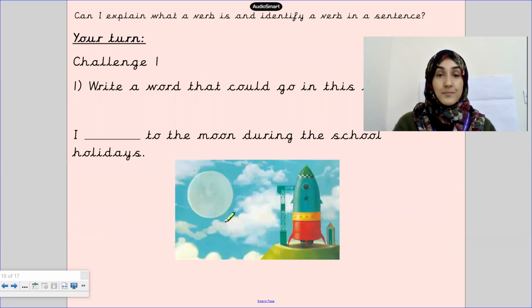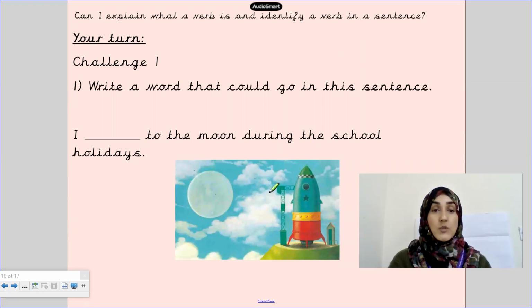Okay. Now, challenge 1. Your special job, challenge 1, is you are going to write out this sentence, and where there is a blank, you are going to fill that blank with a verb, doing word, action, well done.